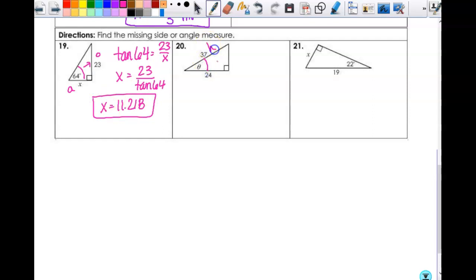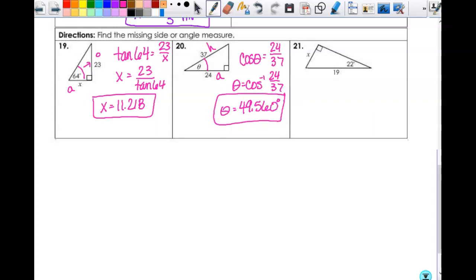For my angle, this is the hypotenuse, this is adjacent, that means this is cosine. So the cosine of theta is equal to the adjacent over the hypotenuse. So theta is equal to the cosine inverse of 24 over 37. So theta is equal to 49.560 degrees. For my angle, this is the opposite side, this is the hypotenuse, so this is sine. The sine of 22 is equal to the opposite over the hypotenuse, so x equals 19 times the sine of 22, so x equals 7.118.